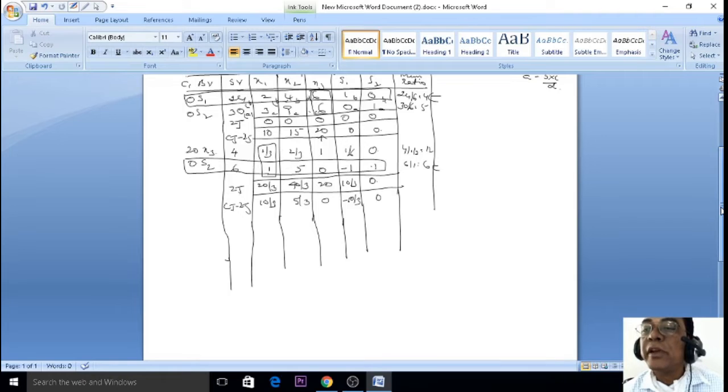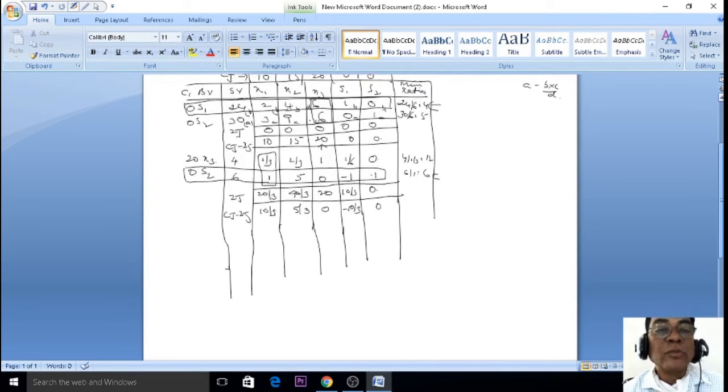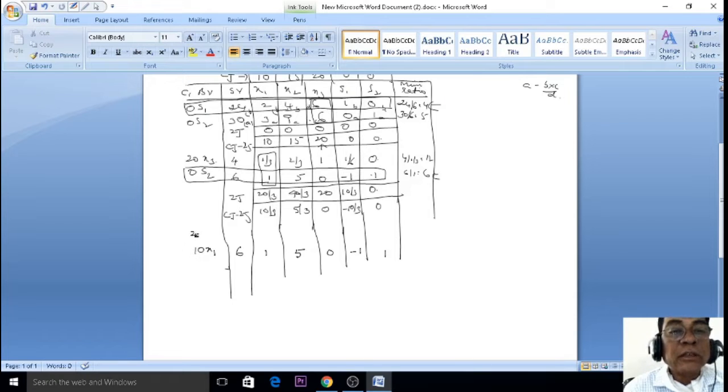What is the corresponding value of the key column value? 10x1. So you have to write 10x1. Next, take this key element and divide all elements which are present in the key row. 6 divided by 1, 6. 1 divided by 1, 1. 5 divided by 5, 0, minus 1 and 1. Because 20x3, the key row is not connected to this row.